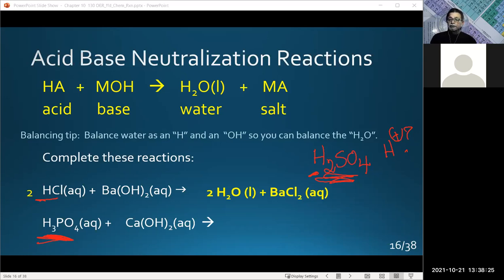Let me clear up the mess a little bit. And so phosphoric acid has 3 protons, so it's going to make 3 protons when it reacts. Now, how many hydroxides does calcium have? Calcium hydroxide. How many hydroxides will calcium hydroxide have when it goes in solution? What's that number right there?